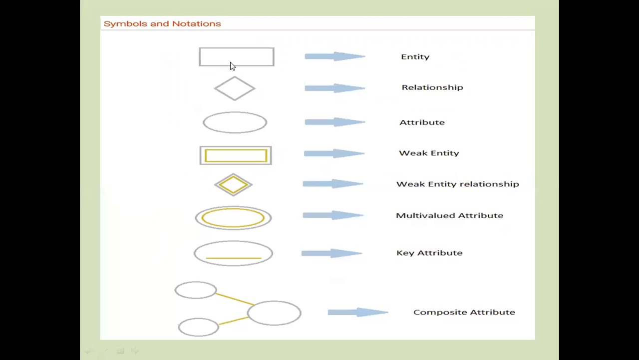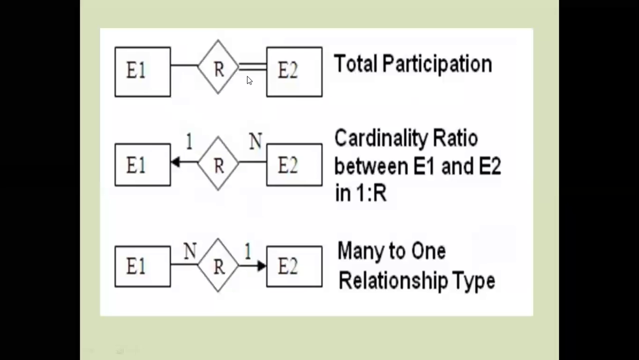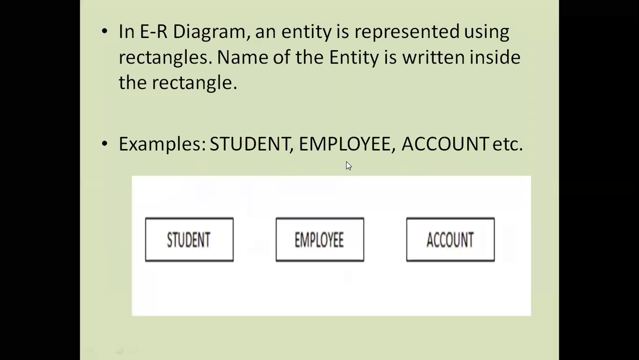Okay, and another thing, if it is just a single line of the rectangle, it is a strong entity. And if you are representing the double lines, that is nothing but total participation, like this. All these symbols we discussed in the last classes.